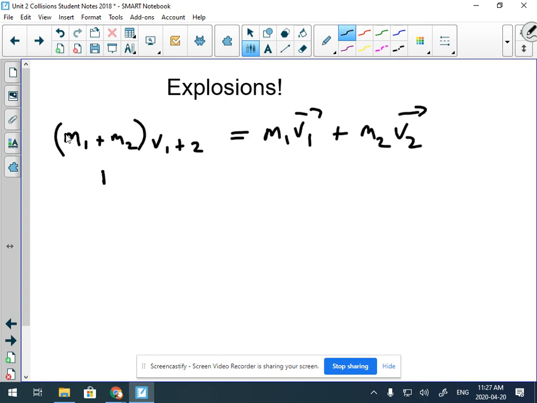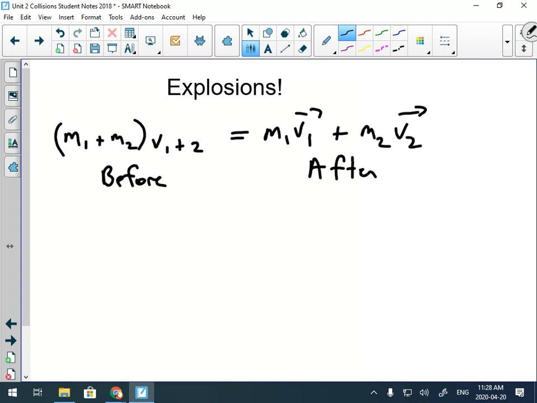So this is before the explosion, and this is after the explosion. Also, you can see we have arrows above our velocity for direction. So direction is also going to be very important for explosions.